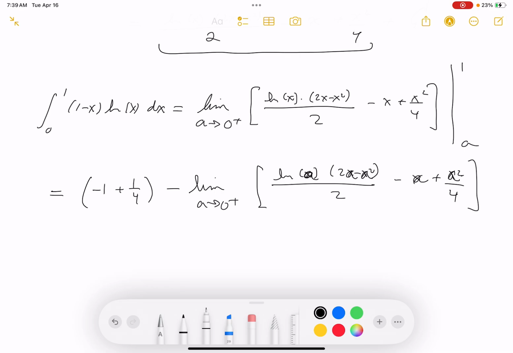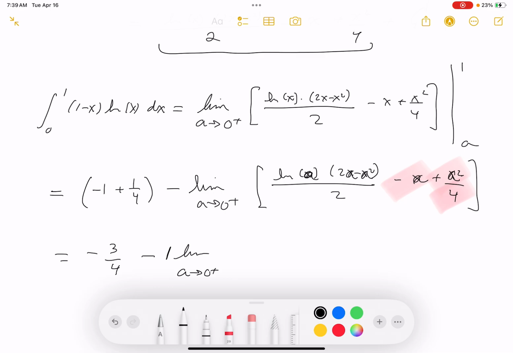My main problem over here is that the beginning of it's pretty easy. I mean, this minus 1 plus 1/4 is minus 3/4. But the limit is causing some trouble over here. But I do know a couple of different things in this limit. I know that this is going to 0, that's going to 0. So I'm really left with evaluating, I'll write that down for you, minus the natural log, as a goes towards 0 from the right side.